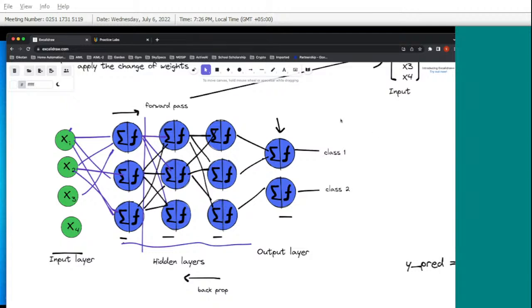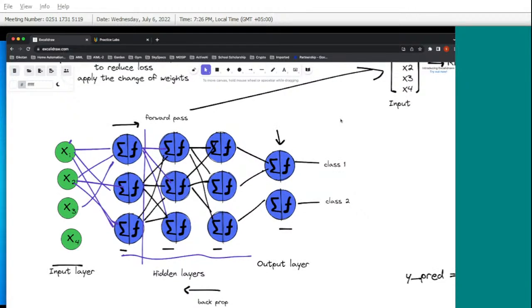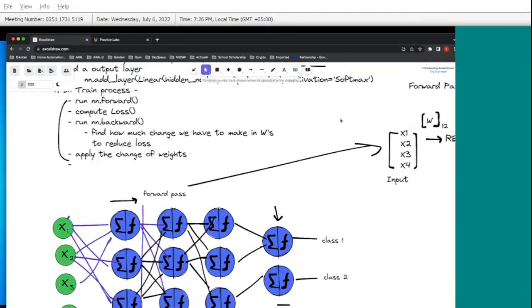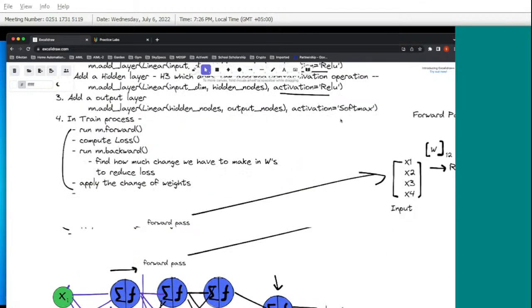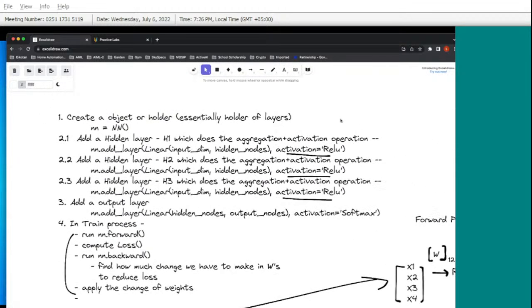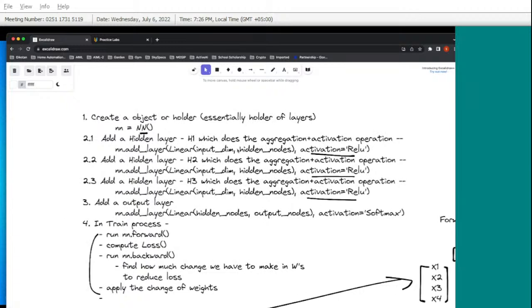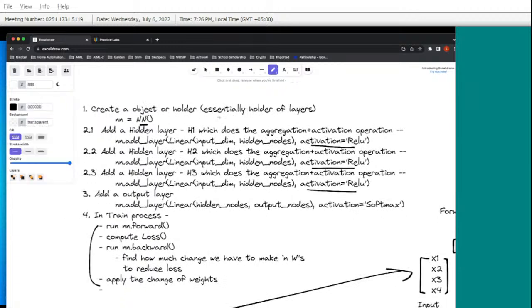So now to train this network, what do we have to do? What do we mean by training this network? Let's try to unravel this. Okay, so I have written down what we have to do, given what we know about the core fundamentals of building a network. Remember, we have built a class called NN. So one thing is clear, the first objective is to create an object or a holder, right?